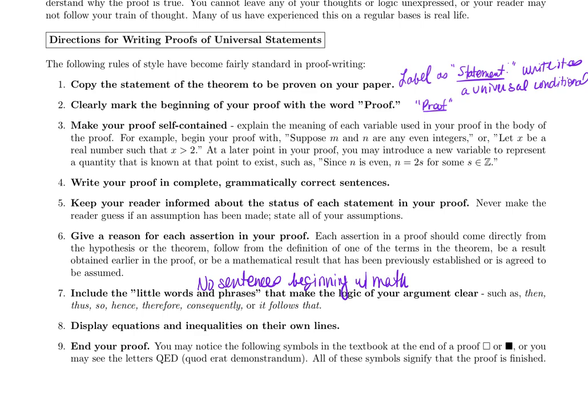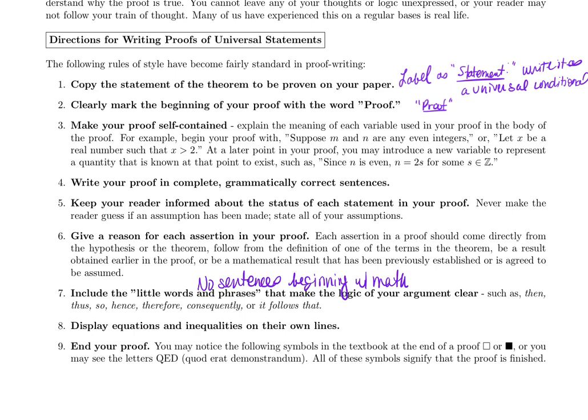Number 8 says display equations and inequalities on their own line. This one is very, very important for readability. The ability to read a proof very quickly and easily and have all of the information contained in a very, very organized fashion. We need this idea of putting each equation and each inequality on their own line.